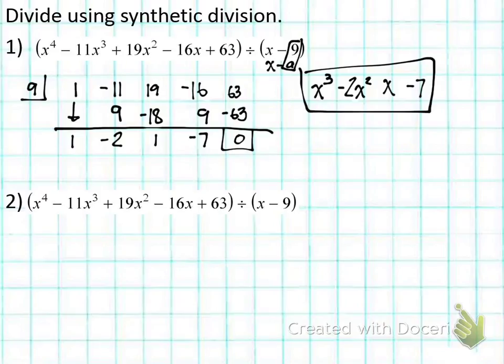Then we ask ourselves, first term we bring down, 1, bring it down here. 1 times 9 is 9. Combine, you get negative 2. Negative 2 times 9 is negative 18. Combine, you get 1. 1 times 9 is 9. Combine, you get negative 7, and so forth, remainder of 0.